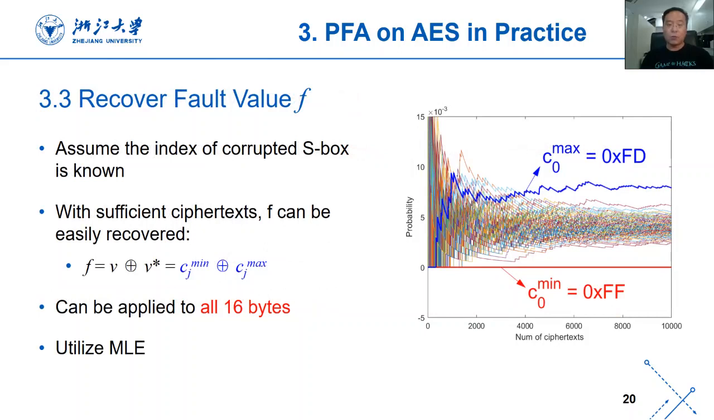And how to find the fault value F? For the recovery of fault value F, the basic idea is quite straightforward. When there are sufficient ciphertexts, F can be recovered by XORing the blue curve and the red curve in this figure. With insufficient ciphertexts, these two curves are not that distinguishable. So we utilize MLE to recover F in this case.